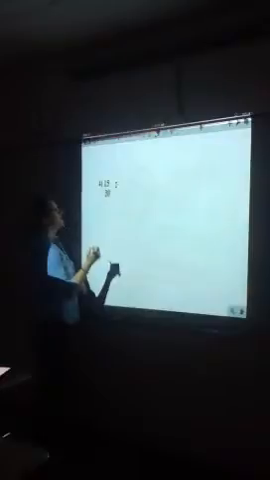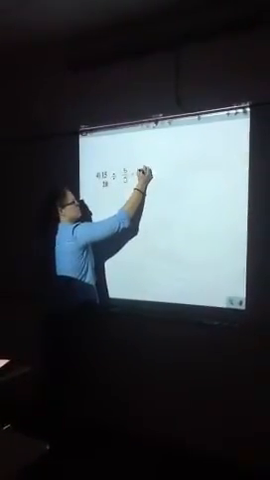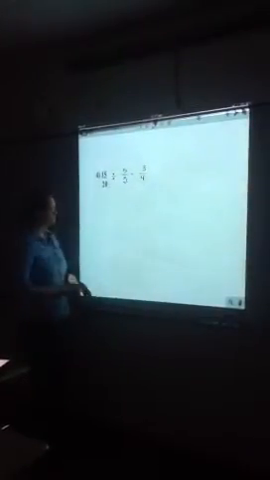Okay, one last example, 15 over 20. I have to think, what's a number that can divide into both of these? 5. 15 divided by 5 leaves me with 3, and 20 divided by 5 leaves me with 4.